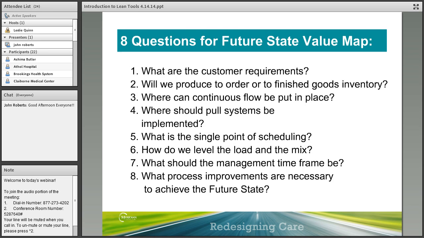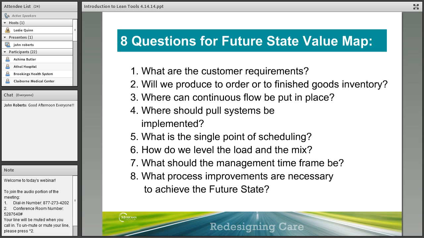There are 8 questions that we use when we're looking at the value stream map. Again, what are the customer's requirements? What do we need to produce in order to produce this finished goods? What kind of inventory do we need? What kind of supplies, equipment? Where can we put continuous flow into place? Where again, it just flows from one step to the next in the process without somebody having to move it to that next step.